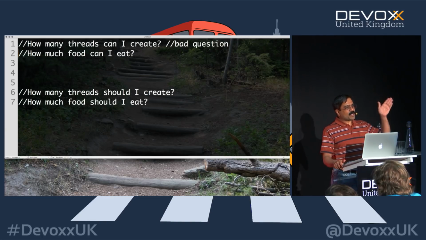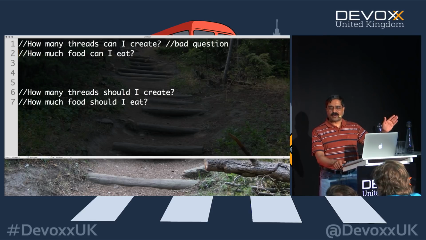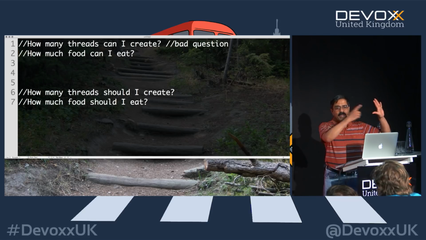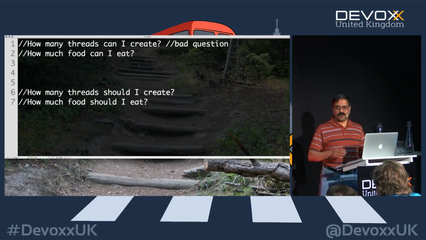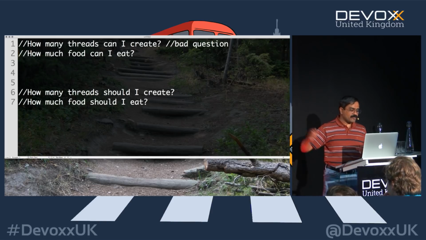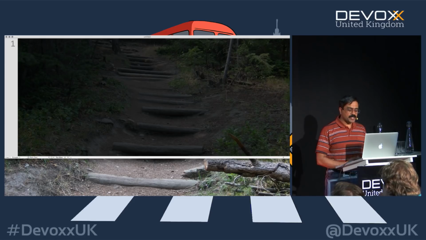The sequential code took 20 minutes to run. The parallel code took 5 minutes to run. We increased the number of threads. Now it took 1.5 hours to run. So you have to be very careful, because there's a tipping point after which you're not going to get better performance. So the question really is, how many threads should I create?